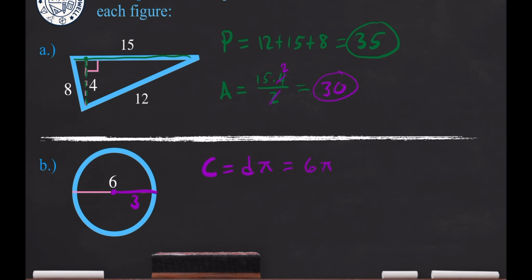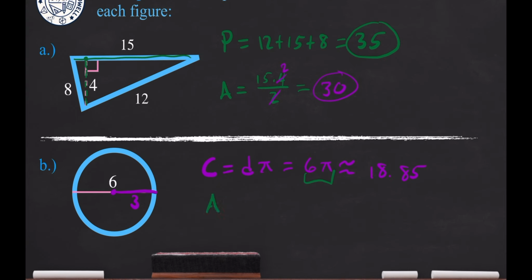And if we go 6 times pi, let's go ahead and find that with the calculator. Give me one moment. 6 times pi is going to be about 18.85. I personally like the one with the symbol pi because it's accurate. The minute we round something, it turns it into an estimation instead of an exact number.